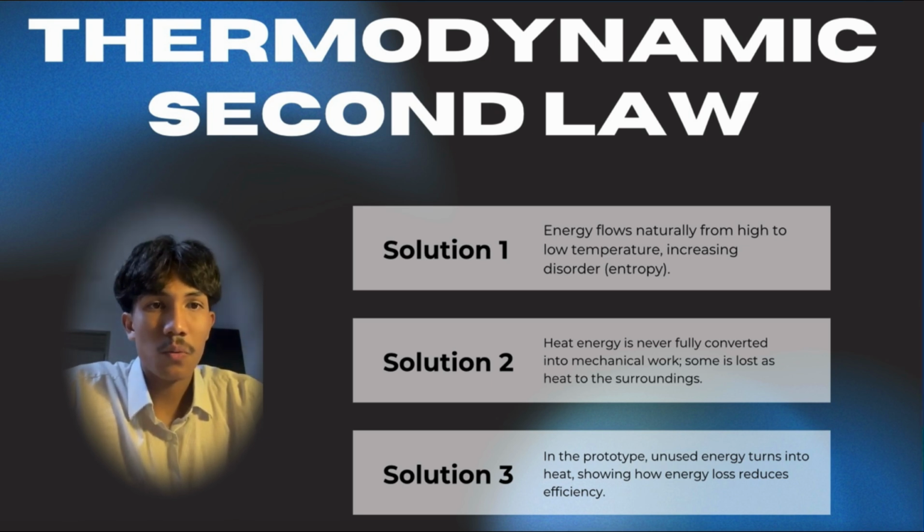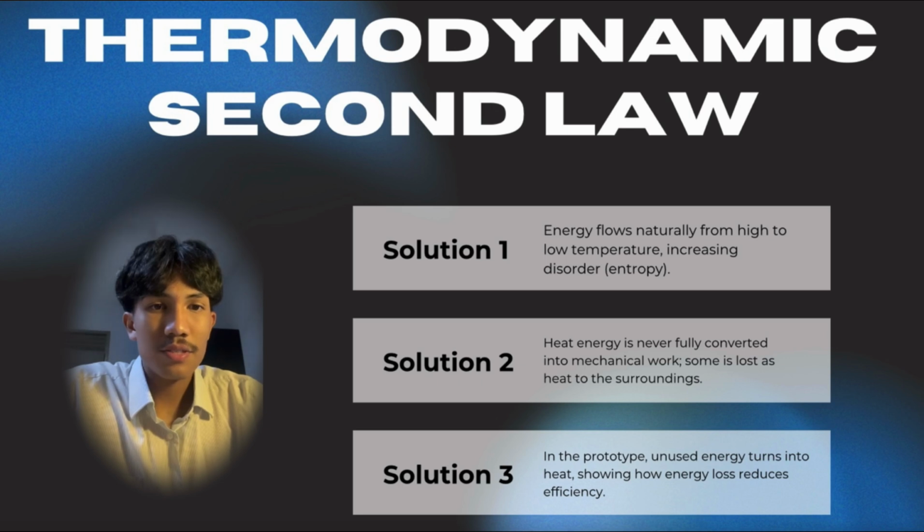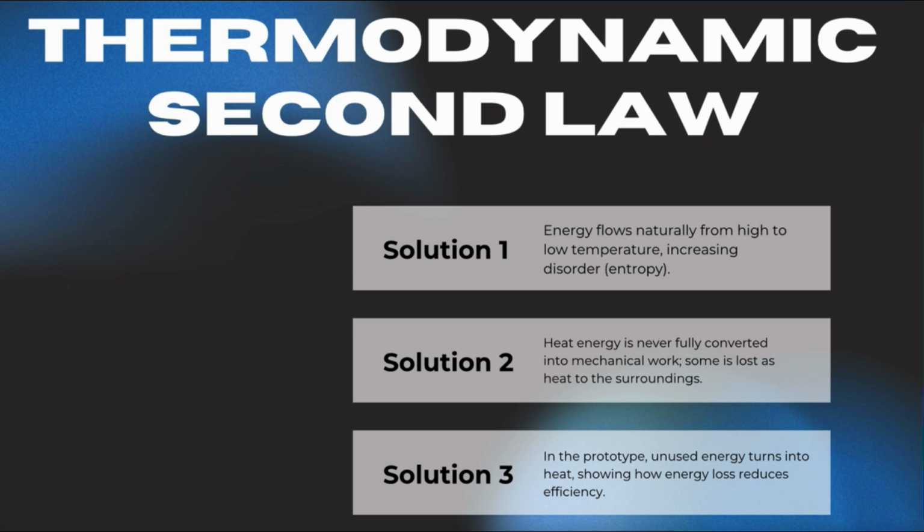In our prototype, while the candle provides heat energy to the air, some of the energy is inevitably lost to the surrounding environment rather than being completely converted into rotational work. This is what we call entropy increase, and it explains why our system is not 100% efficient. Efficiency is always a concern in a real-world system, and this model showcases how energy is wasted in the form of heat loss, making it impossible to capture all the energy for useful work.